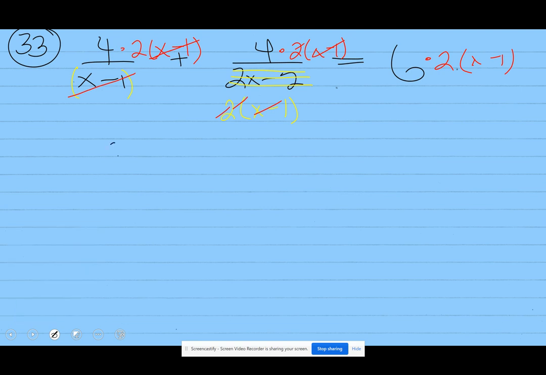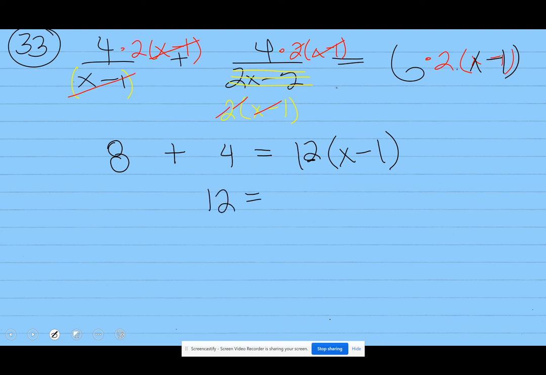I have 4 times 2, which is 8, plus 4 equal 12. 6 times 2 is 12. x minus 1. That's an x minus 1. I know it's not showing up real well. All right, so that's 12 equals 12x minus 12.